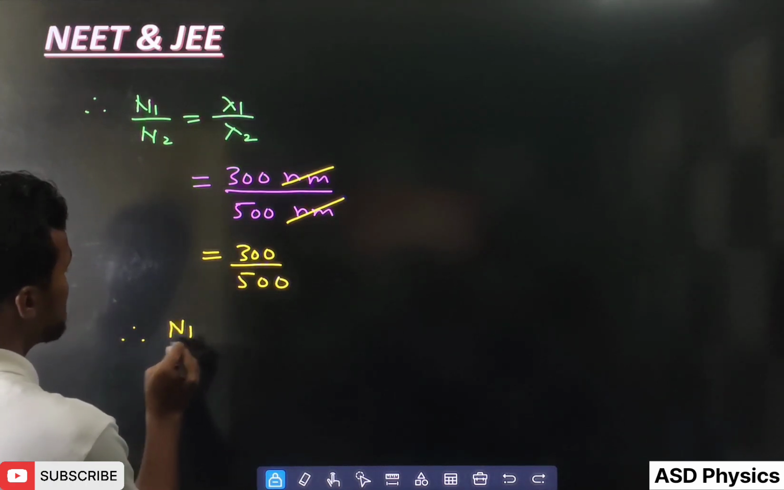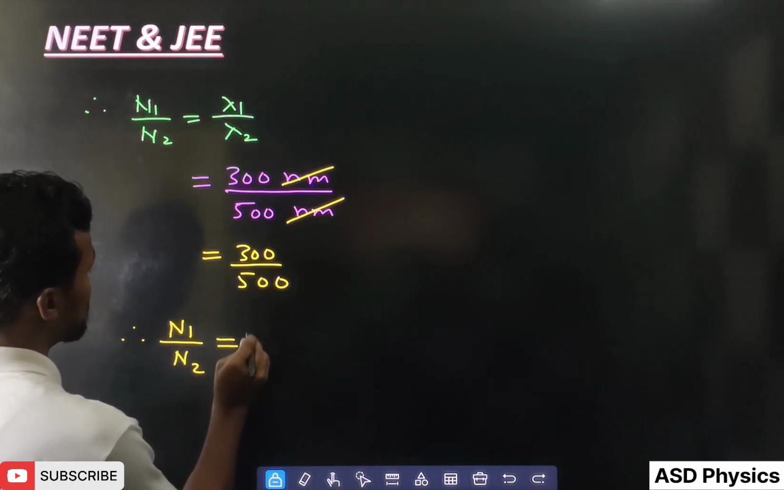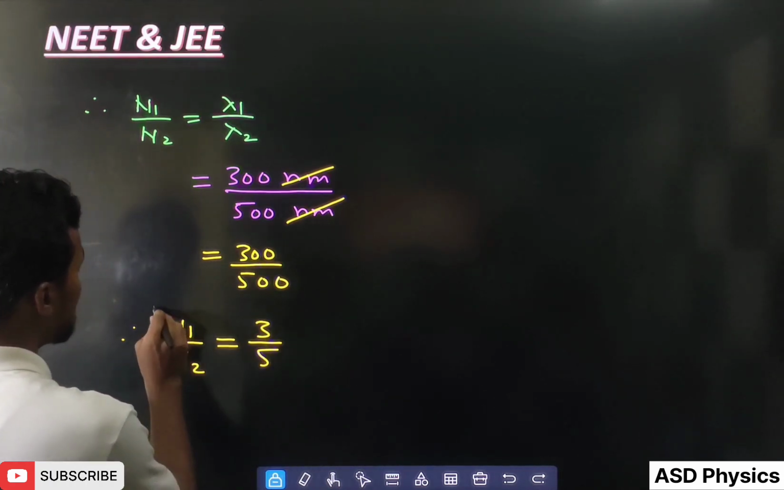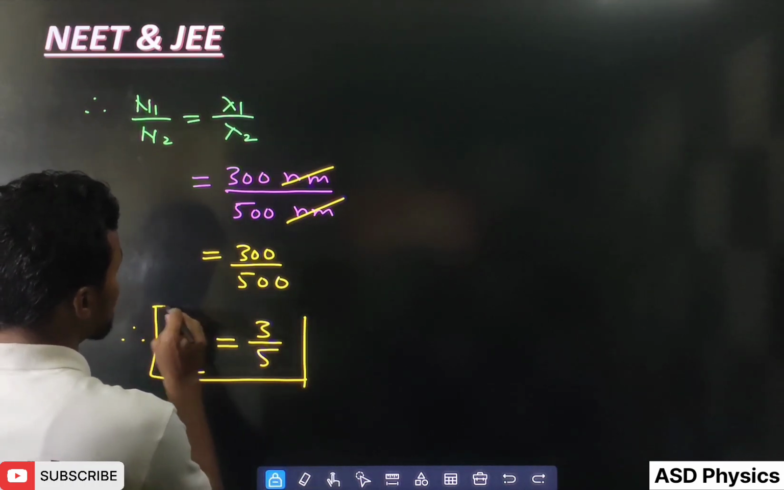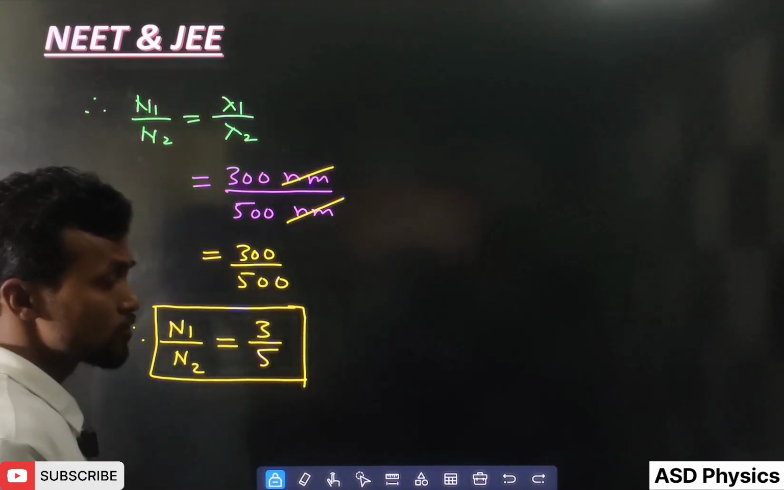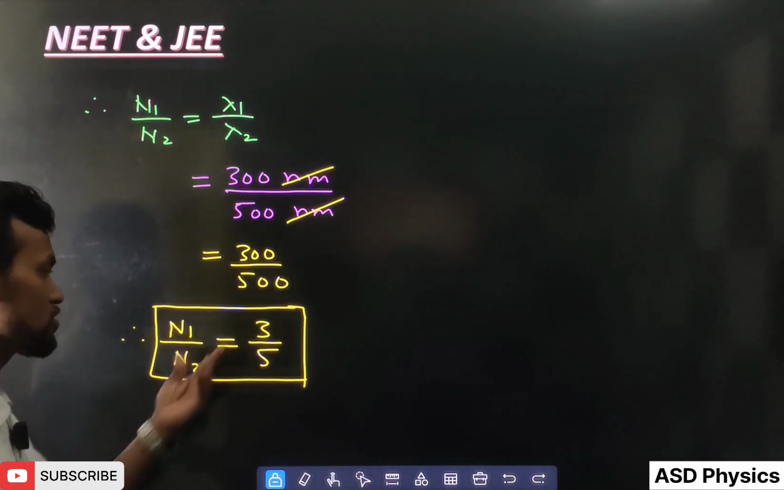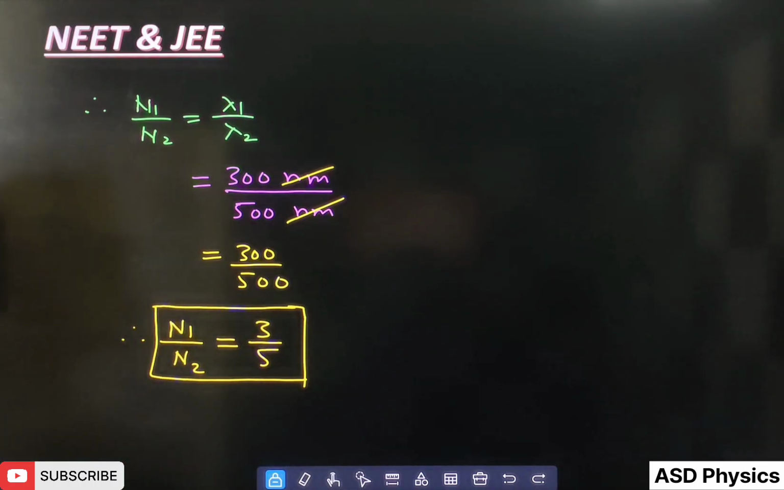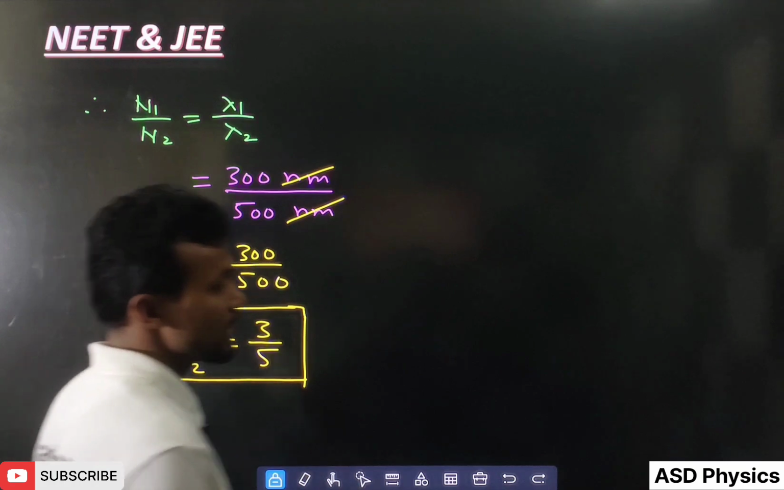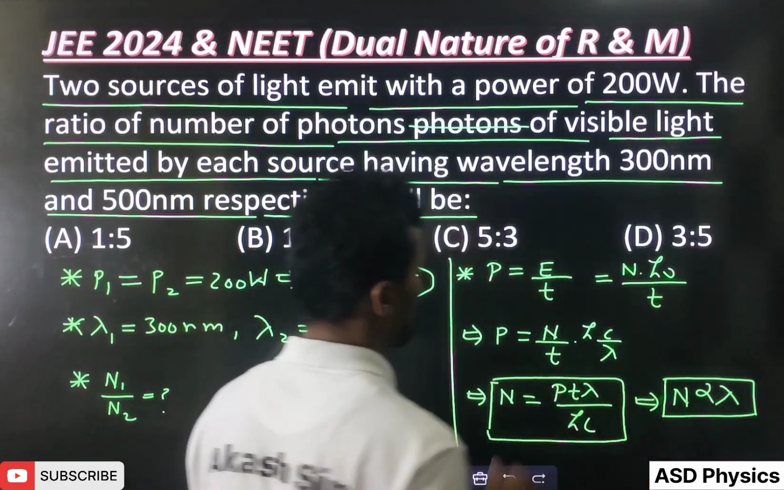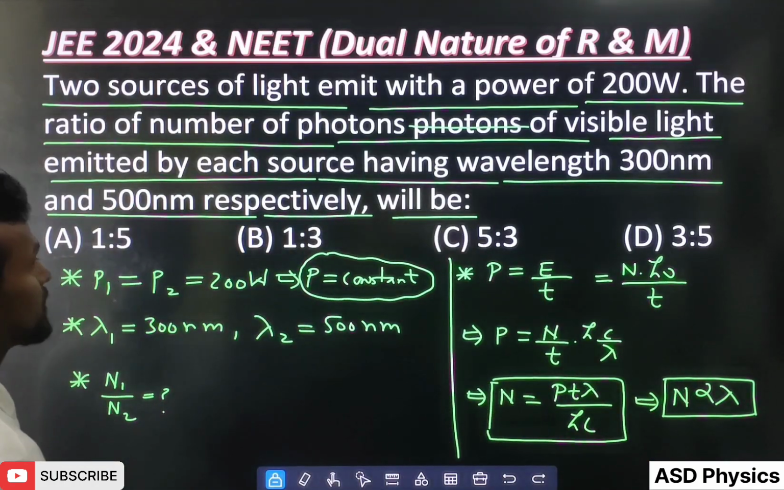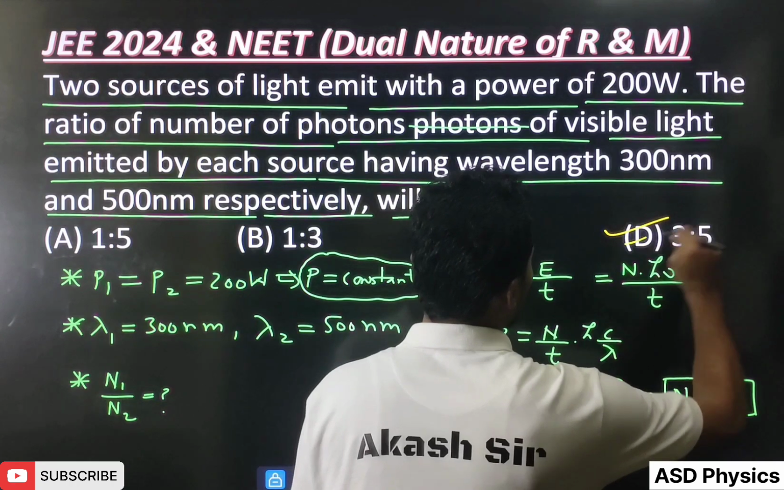So the ratio of the number of photons in a given time interval, which may be 1 second, 2 seconds, 3 seconds, for the given sources is 3 by 5. Can you see very well? Especially this formula. So which option is correct here? 3 by 5. The correct option is option D.